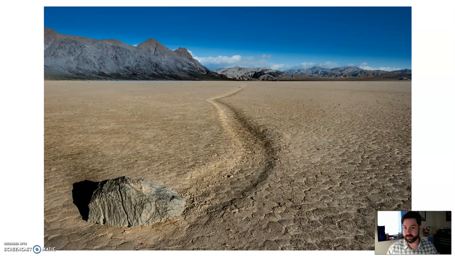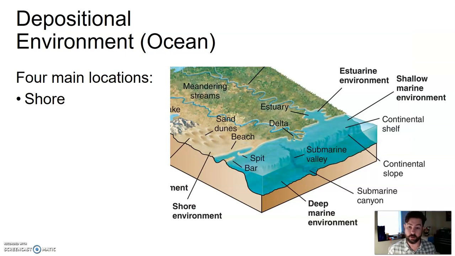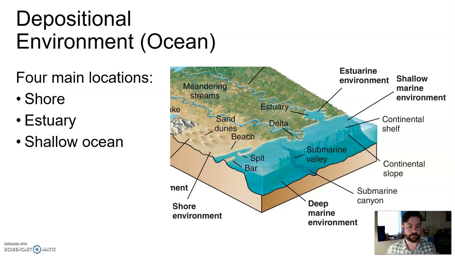So that's land depositional features and depositional areas. And then you also have the oceanic depositional environment. In or near the ocean is also a depositional environment. We distinguish that from land. Four main locations include the shore, a place called an estuary, the shallow ocean, and the deep ocean.